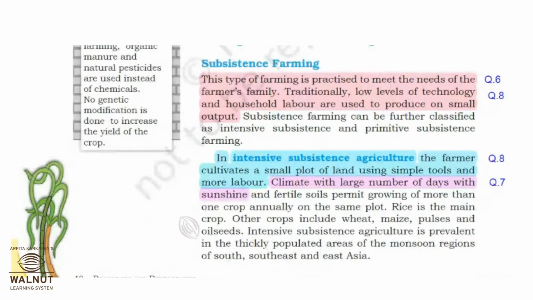Okay, so we'll see that related to intensive subsistence agriculture. The farmer cultivates a small plot of land using simple tools and more labor. So, which type of condition is preferable for intensive subsistence agriculture? So you will get that answer here. Climate with large number of days with sunshine. So your answer for question number 7 is climate with large number of days with sunshine. This is your answer. Okay.